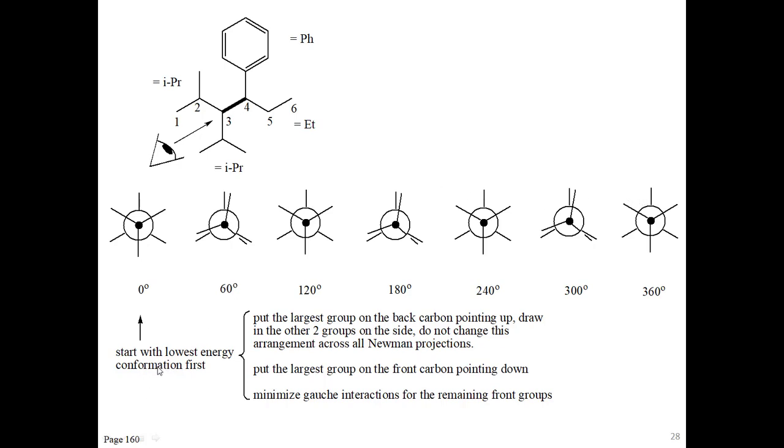Okay. So we start with the lowest energy one. We're going to put the biggest group, I would say that's a phenyl, straight up on the back. And then isopropyl, put that straight down on the front. Okay? And then we're going to add in the other groups. Now remember, we have to worry about gauche interactions, so we want to try to minimize those. Now what I would do first is I would fill in the back one. So I put a phenyl, put the ethyl on either side that you want, say ethyl and hydrogen, but then fill that in all the way across. You're not going to change that back perspective. You're only going to change the front perspective 60 degrees at a time.